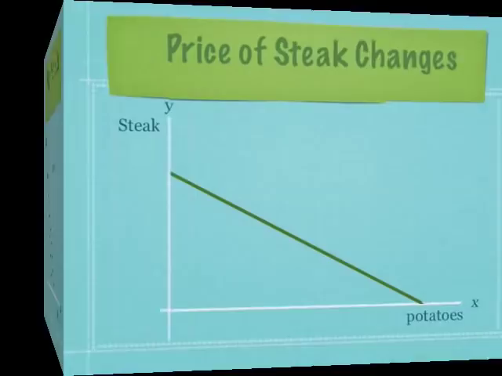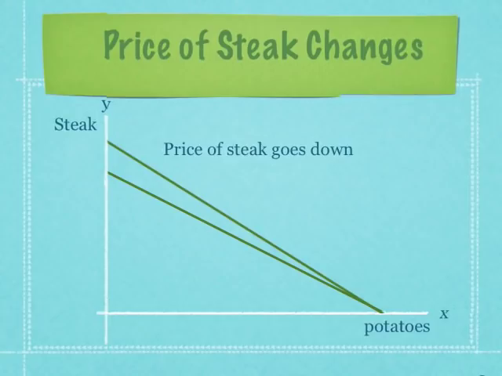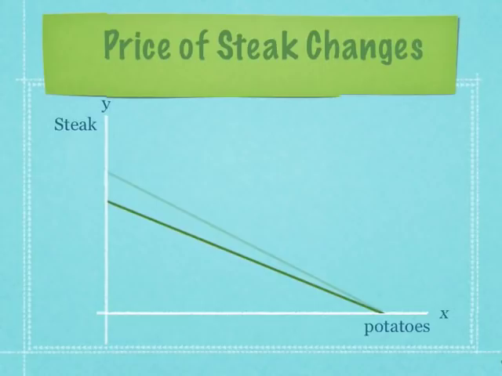What happens if the price of steak changes? What we see is as the price of steak goes down, you can actually buy more steak. That's if the price of steak goes down. On the other hand, if the price of steak goes up, you can buy less steak.